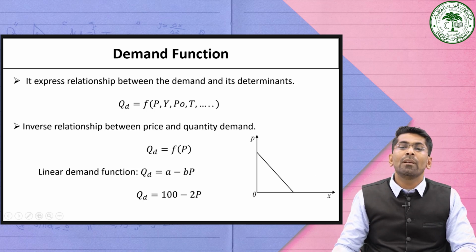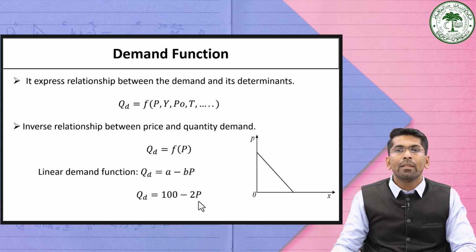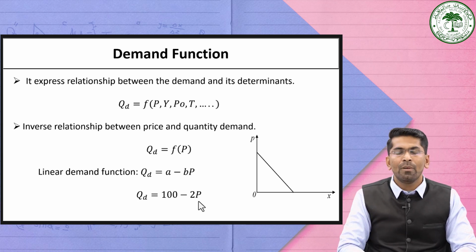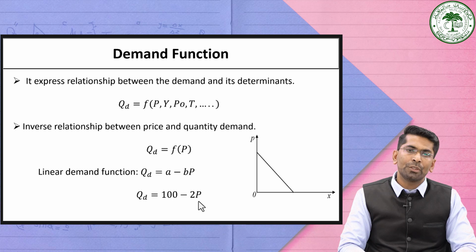See, in this example, the coefficient A is 100, which is the intercept term, and B is minus 2, which represents the slope, and it suggests that for every 1 unit increase in the price, the quantity demanded decreases by 2 units. Okay, this is all about the demand function.